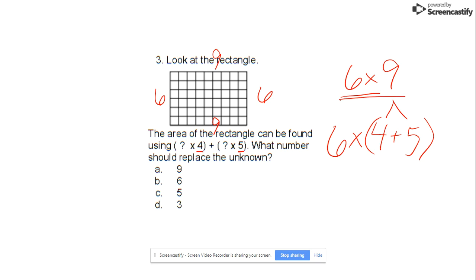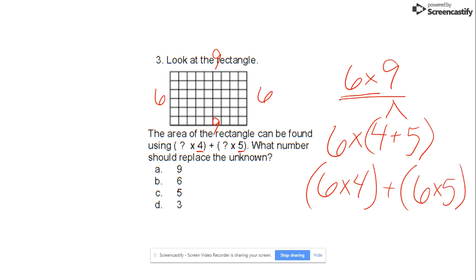And that 6 is going to be distributed to everything inside the parentheses. So 6 is going to do the X dance with number 4 first, and then he's going to add on another partner, and 6 is going to do the X dance with number 5. So that 6 is the number that's being repeated because, again, that's the number that we did not change from our original problem. And so our answer for this equation would be B. 6 times 4 plus 6 times 5 would be how you would find the area of this rectangle.